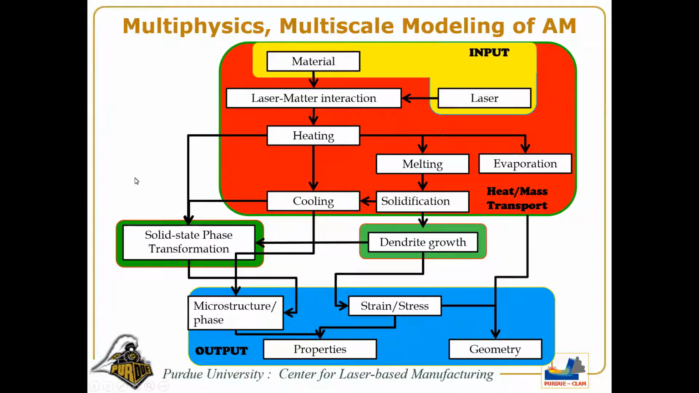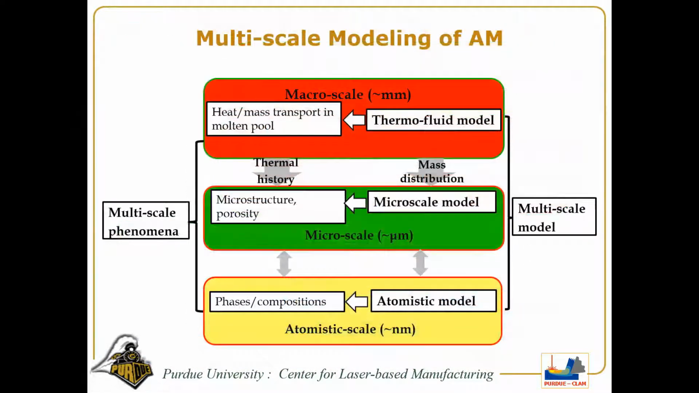So these different modules are all interconnected. You want to study these things to understand how the parameters that you use will affect the resulting property. And this requires multi-scale modeling because things happen at different scales. For example, if I want to study heat and mass transport in a molten pool, it's a thermal fluid problem. We use a continuum approach for this, so it's a macroscopic model.